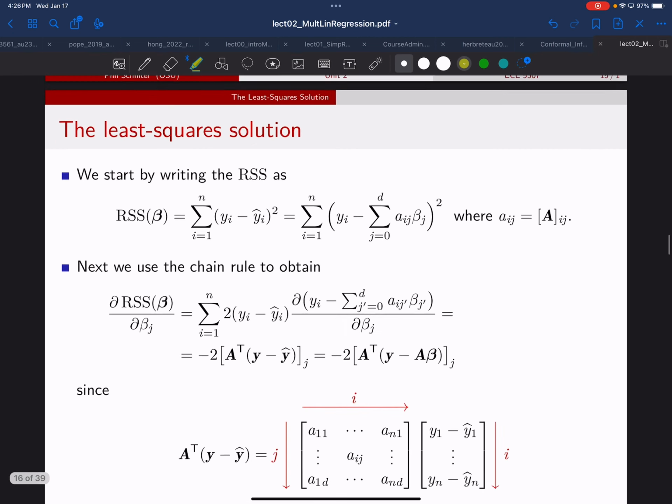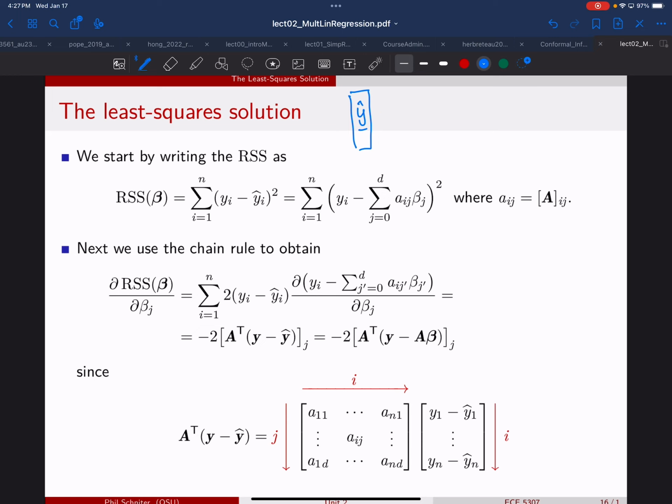Okay, so now we have a little bit of work to do, a little bit of linear algebra. So this is our RSS described using the summation in terms of y hat. We can also express y hat this way. Let me try to unpack that a little bit. So we saw on the previous page that we can write the y hat vector as the A matrix times the beta vector.